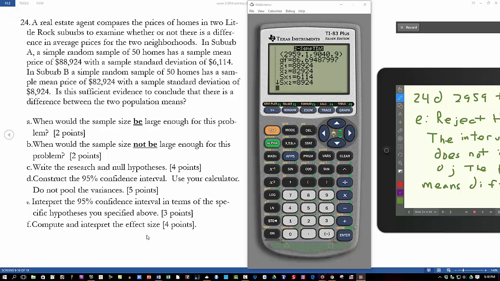Before I do that, on the numerator, the size of the effect will just be the difference between the two sample means. In other words, we have 88,924 and 82,924 that differ by 6,000. So that's going to be the numerator of the effect size. We could subtract the hypothesized parameter from that, but that would be 0 in all cases. So it'll just be the difference between the two sample means.